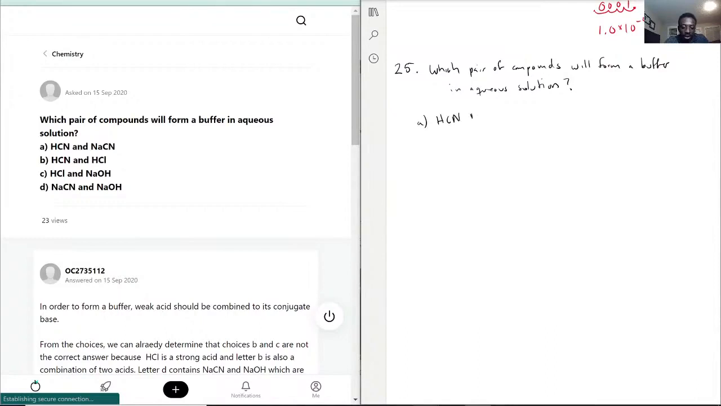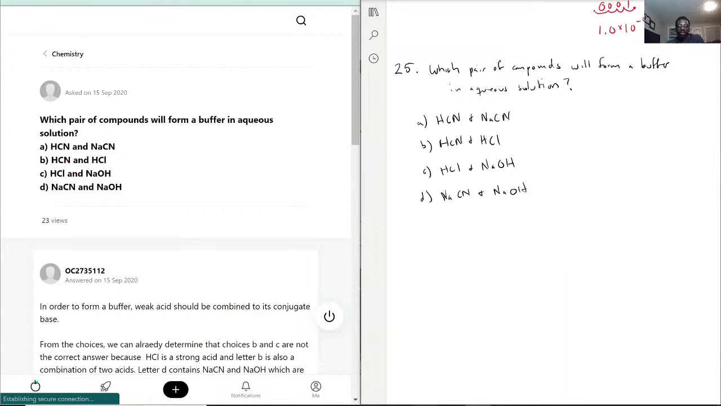A, HCN and NaCN; B, HCN and HCl; C, HCl and NaOH; and D, NaCN and NaOH.